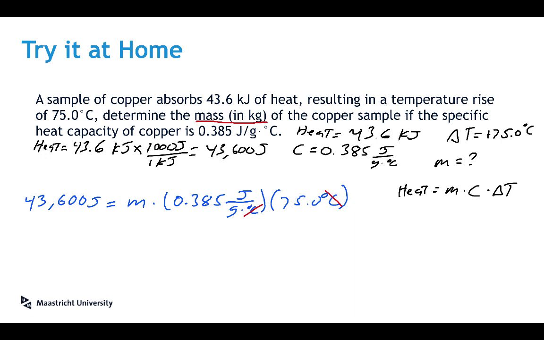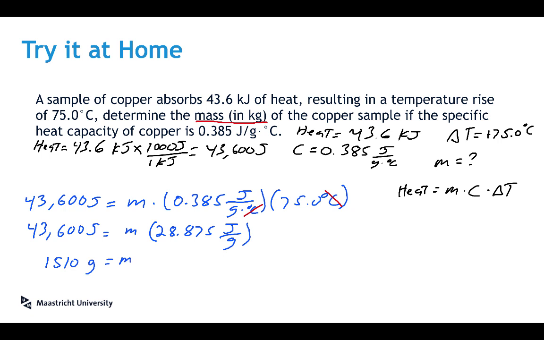And so now we can go on and calculate the value over here on the right. And so we have 43,600 joules is equal to mass times 28.875 joules per gram. And so then I just need to divide by the 28.875 joules per gram on both sides, and it leaves me with grams. And I get an answer of 1,510 grams is equal to the mass.